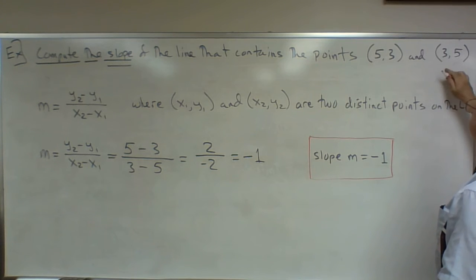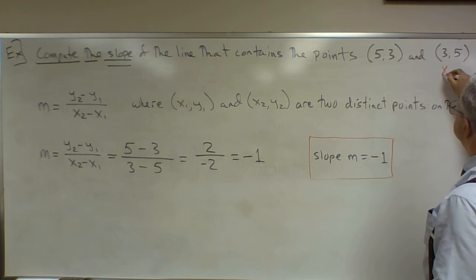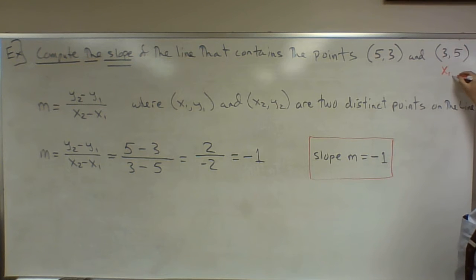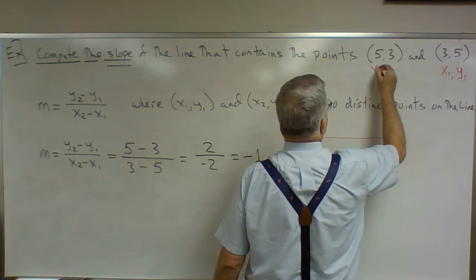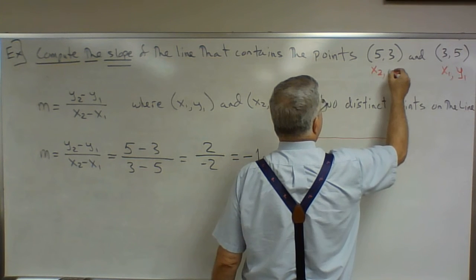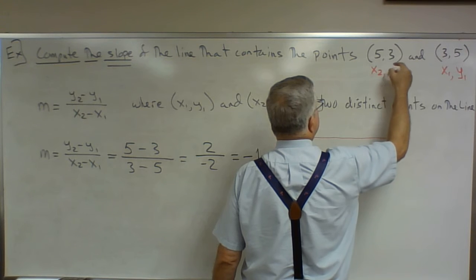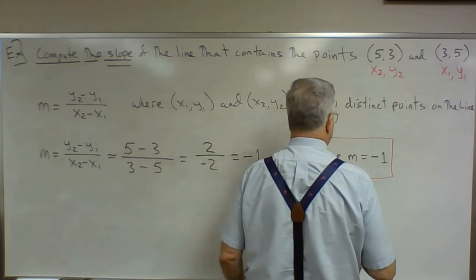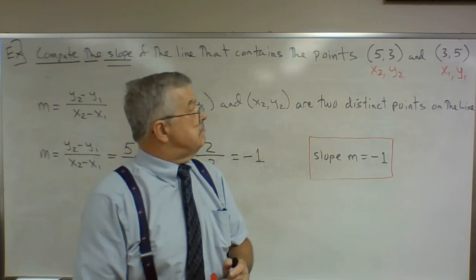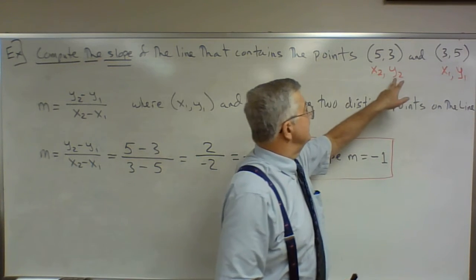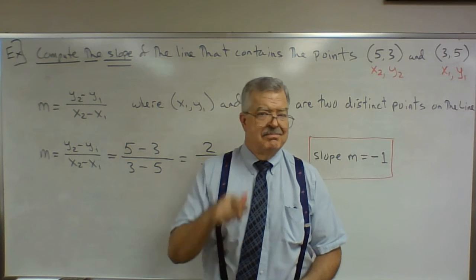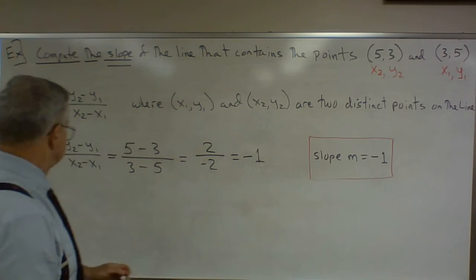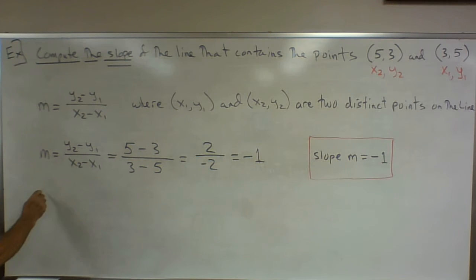What happens then? Suppose this is the first point, and 3 is x1, and 5 is y1, and this is the second point. 5 is x2, and 3 is y2. Well, I made this my first point, and that my second point. Isn't that going to change the answer? Let's see. Let's do it again.